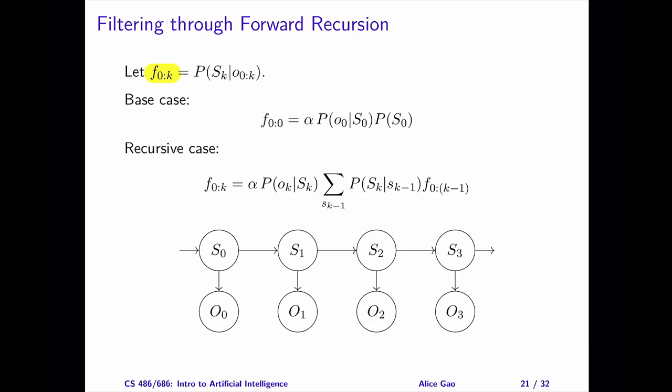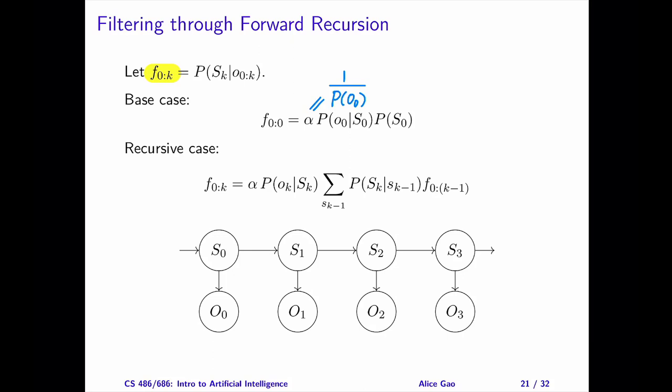To start, we must calculate the distribution at time 0. This is the base case. We can calculate this using the base rule. Recall that the alpha in the formula is a normalization constant. In this case, it is equal to 1 over the probability of O sub 0.